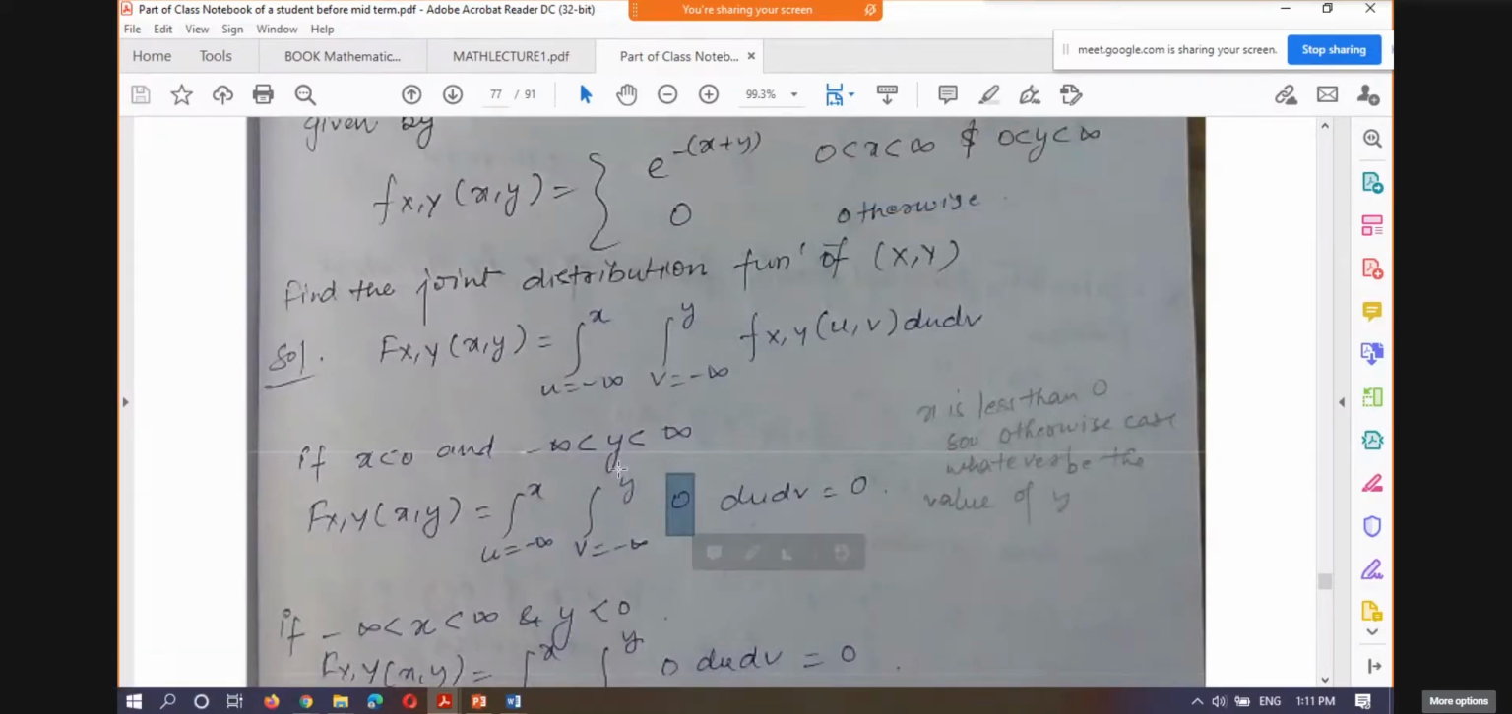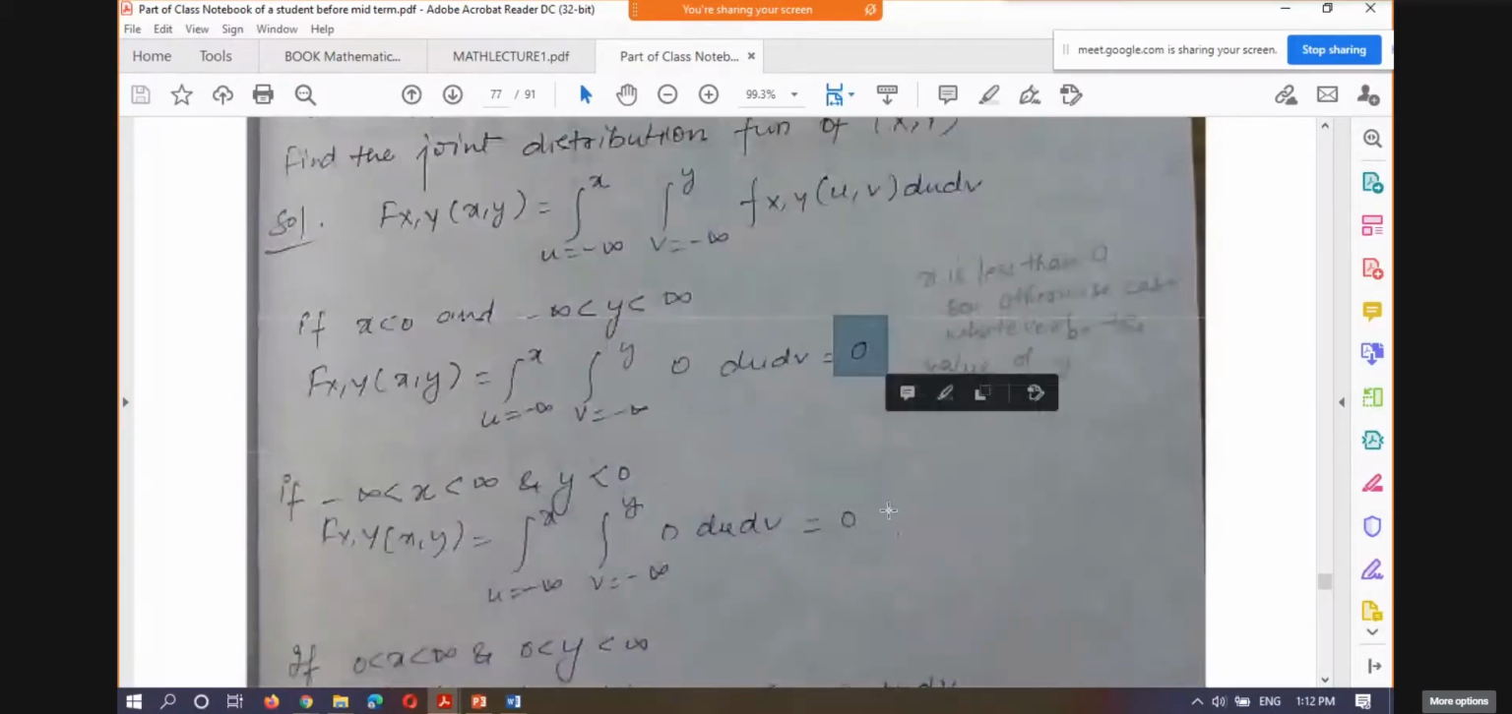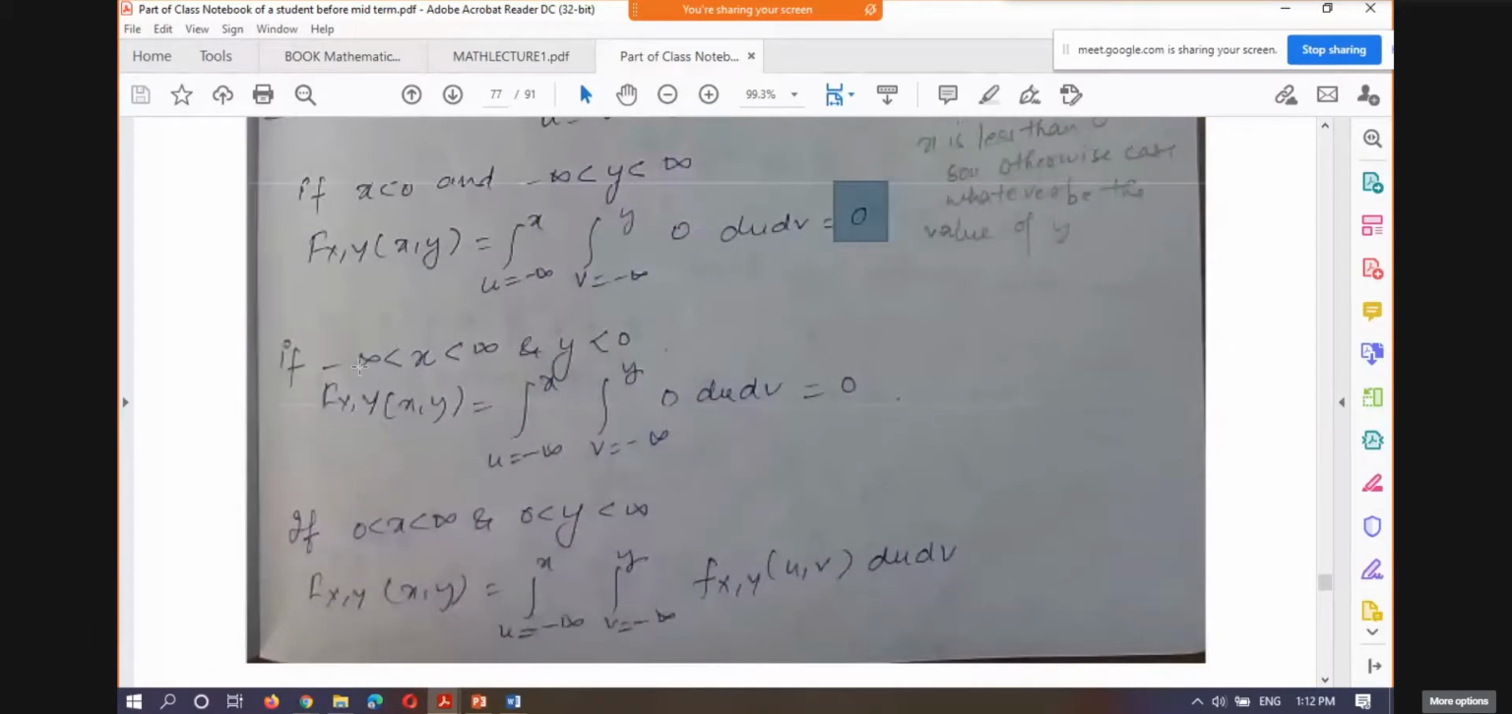So whether y is lying from minus infinity to plus infinity, since x is less than 0, for whatever u from minus infinity to x, and x itself less than 0, the definition of f(x,y) will give us 0, and so this whole integration is 0. Now, if x is greater than minus infinity and less than plus infinity, and y is less than 0, so x can be anything and y is less than 0.